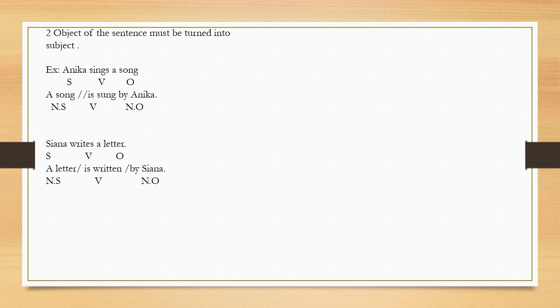Same way, Sienna writes a letter. What is the subject? Sienna. What's the verb? Writes. What's the object? A letter. Now change the object into the new subject. A letter became the new subject here. That much is the rule. Second rule. Let's continue.